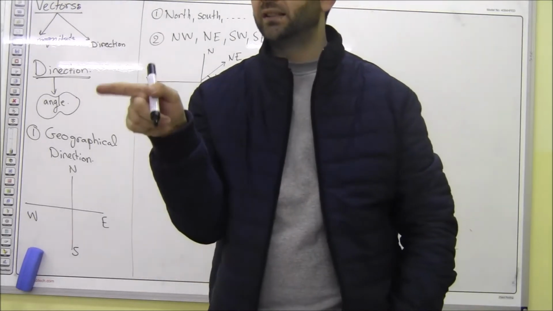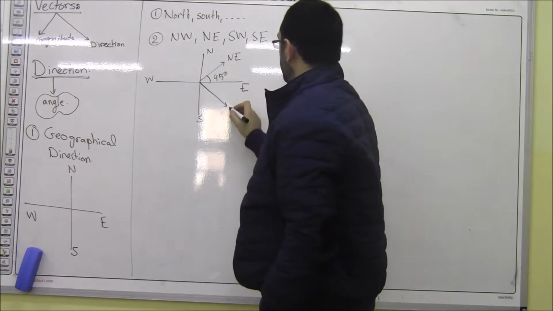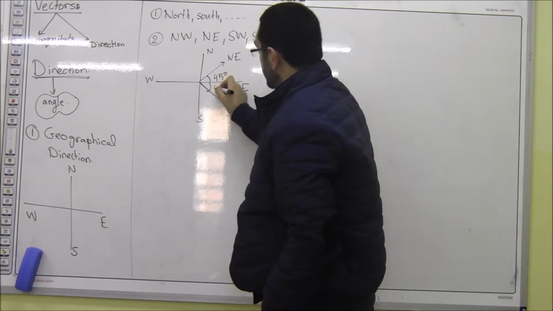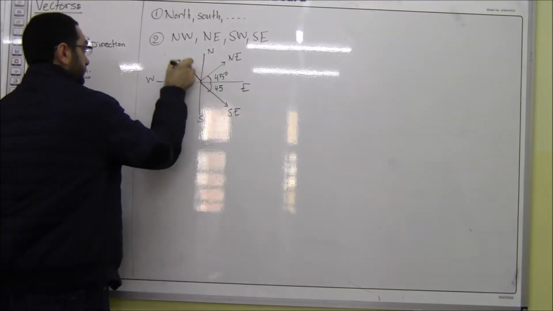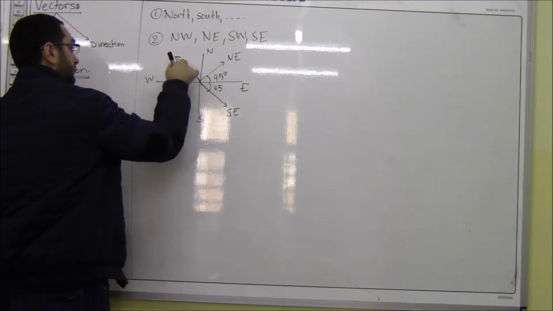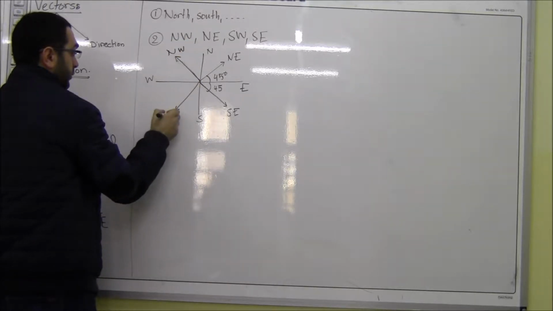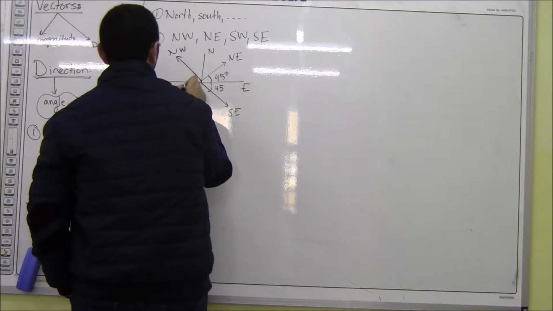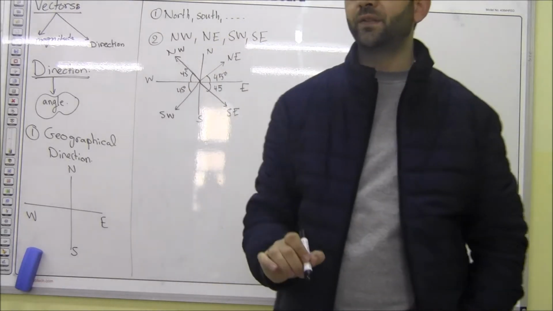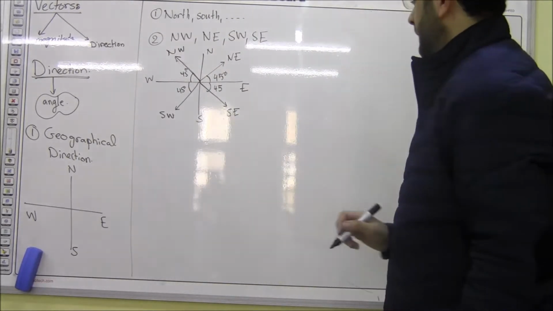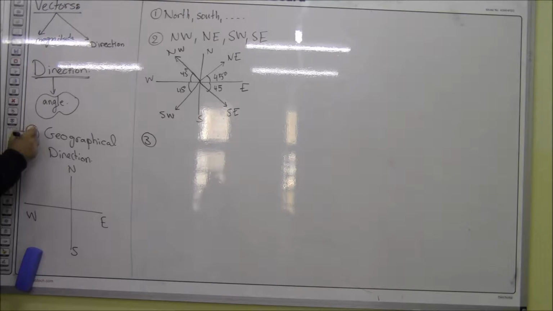Northeast is always 45. Look, southeast: this angle is also 45. Here, northwest. Here, southwest. The angle is 45. You have to be very aware about these things. And the third description might be used in geographical direction. Let's say this is the first one.